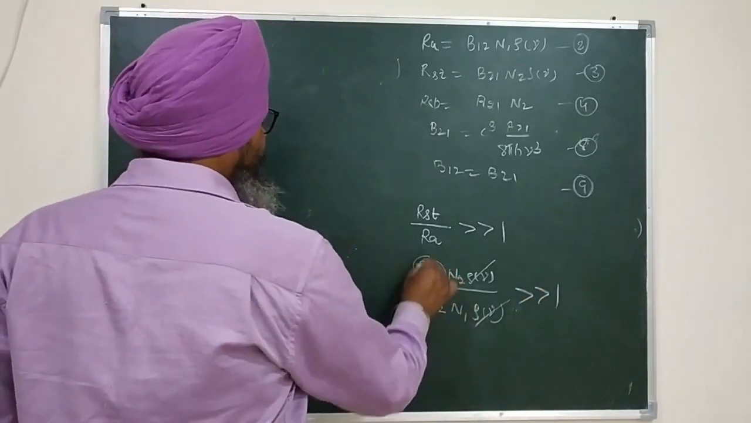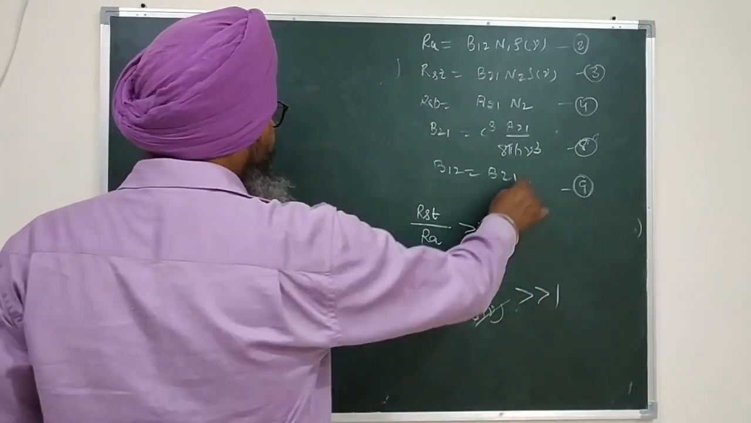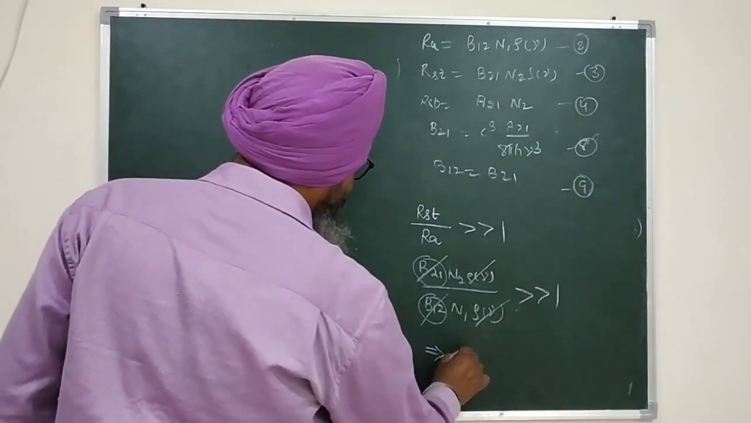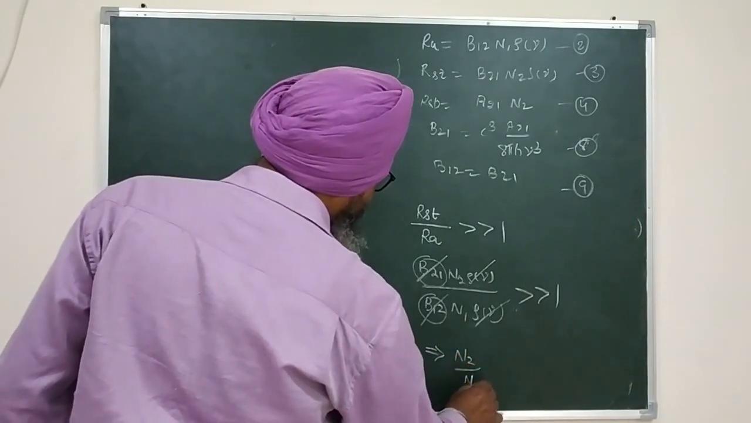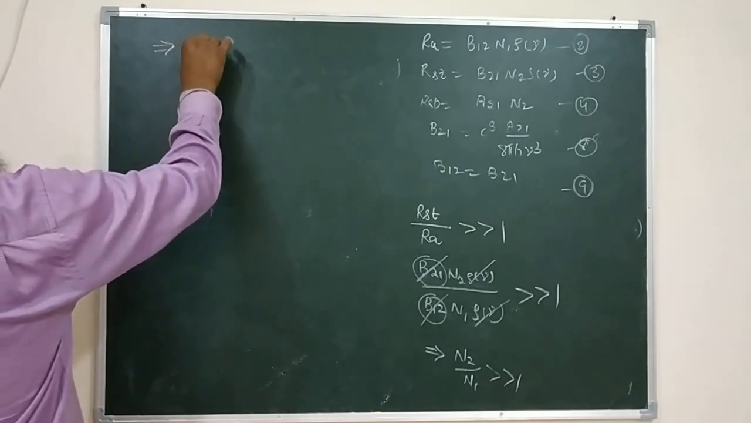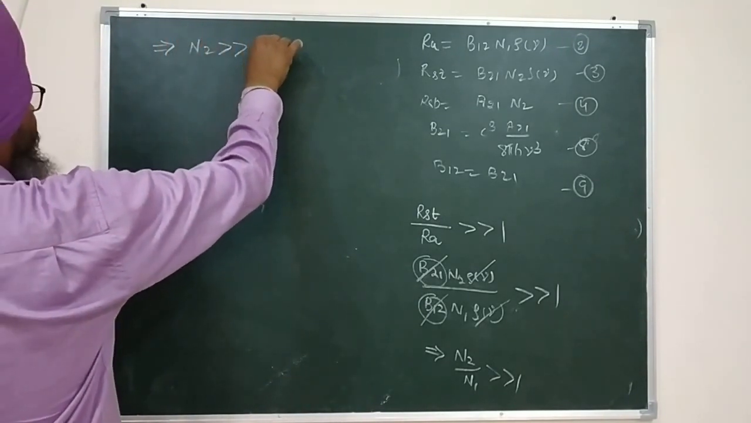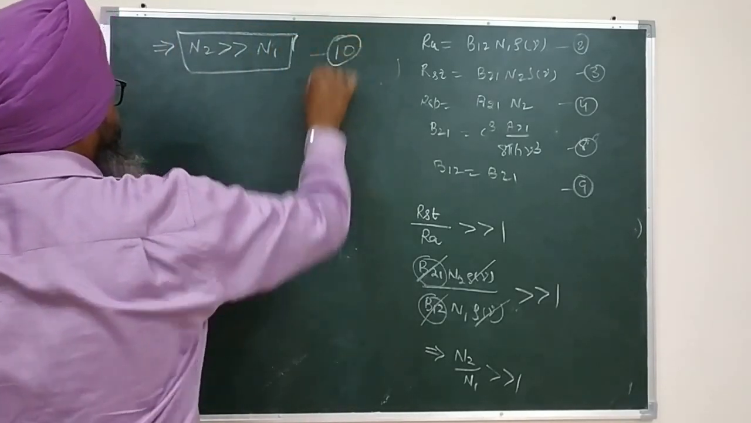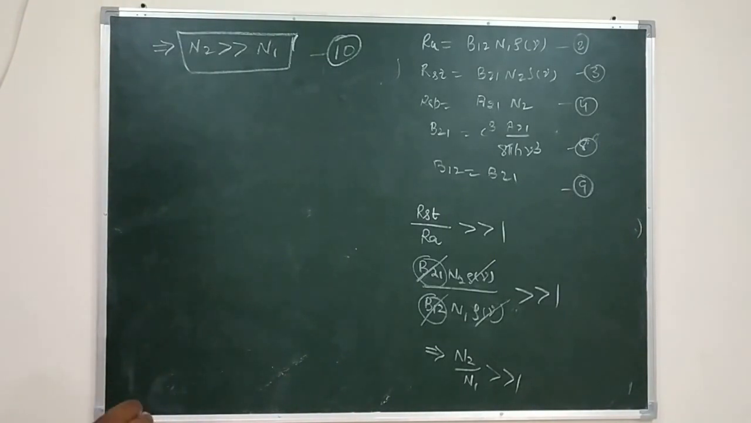Now B12 and B21, these are equal according to equation number 9, so these will also get cancelled. Therefore I would get N2 upon N1 much greater than 1. Therefore this will give me N2 much greater than N1. This is giving us some respite. So this is giving us some indirect condition for how you can get stimulated emission dominating the spontaneous emission.